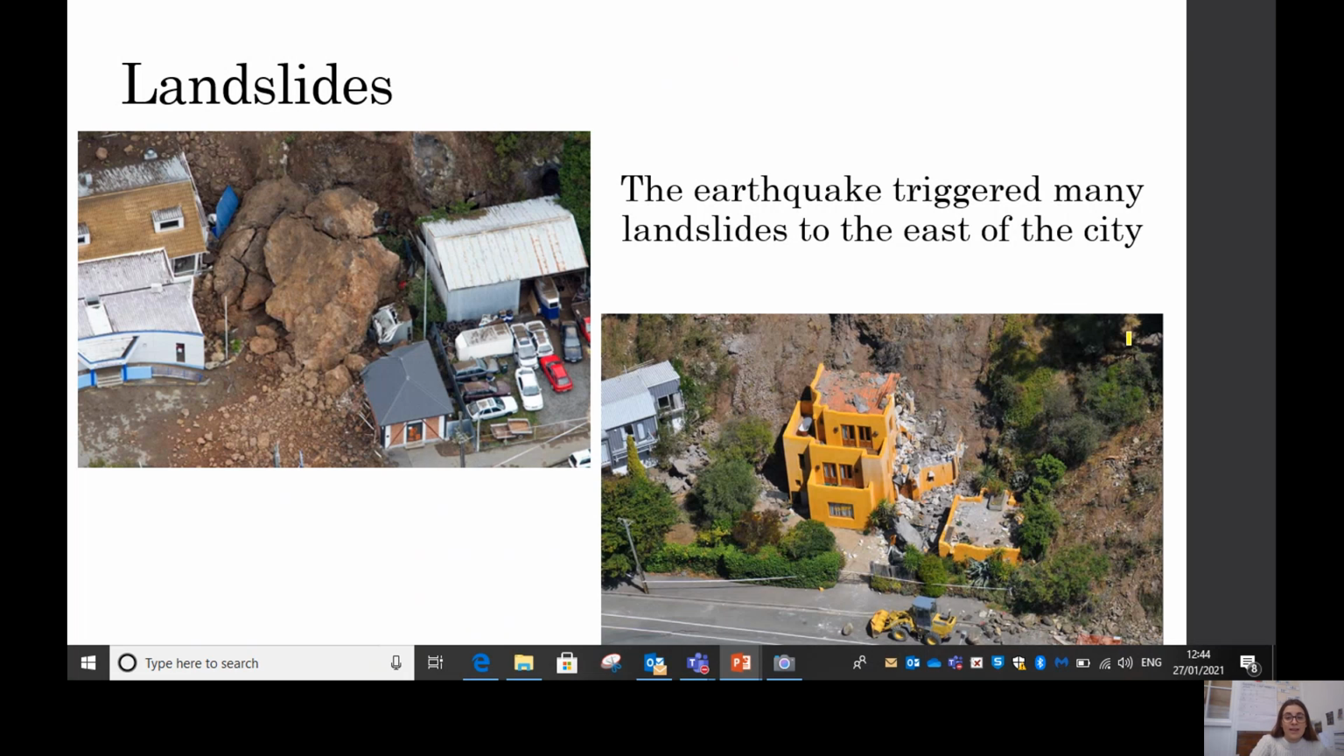So the earthquake triggered many landslides to the east of the city. So we have some pictures here of a landslide. So we can see in this first one, a big boulder of land has rolled down. And we can see how it's actually bent this house here. And in this one, we can see how much mud and dust and rubble has fallen onto this house. So the second physical effect of this earthquake were landslides.